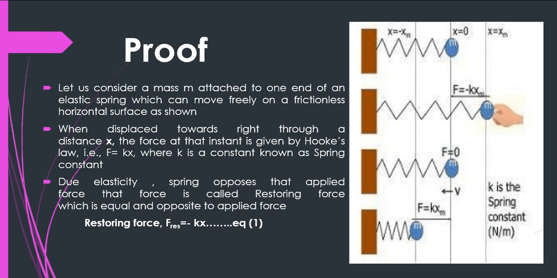Dear students, elasticity: when a force is applied on a body and after removing the force the body comes back to its original position, that property of the body is called elasticity. The spring has the property of elasticity because when an external force is applied, the spring opposes that applied force, and that force is called restoring force, which is equal and opposite to the applied force. So restoring force F_RS is equal to minus kx. This is your equation number 1.